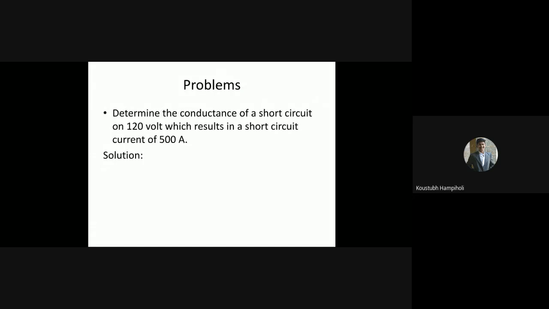Conductance is given by G, right? And what is its relation with voltage and current? I by V. Right. So I is given, V is given. Ma'am, 4.16. Yes, Siemens. Siemens is the unit. So 4.16 Siemens.